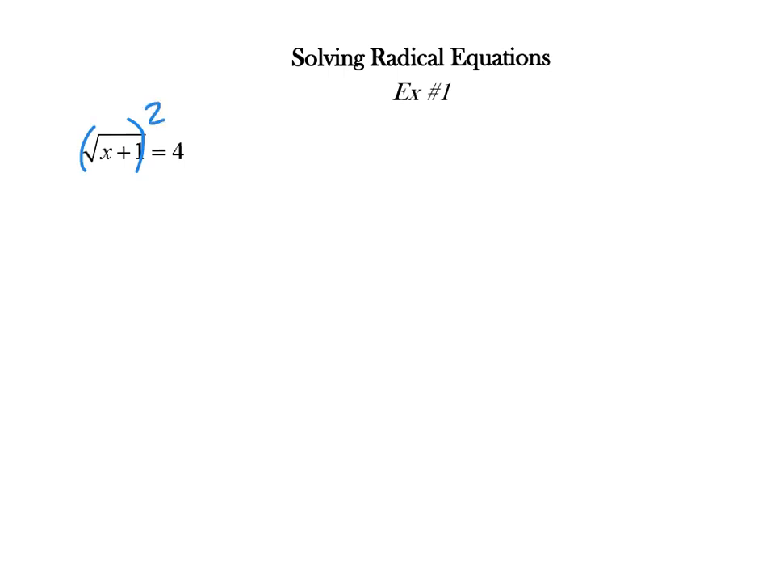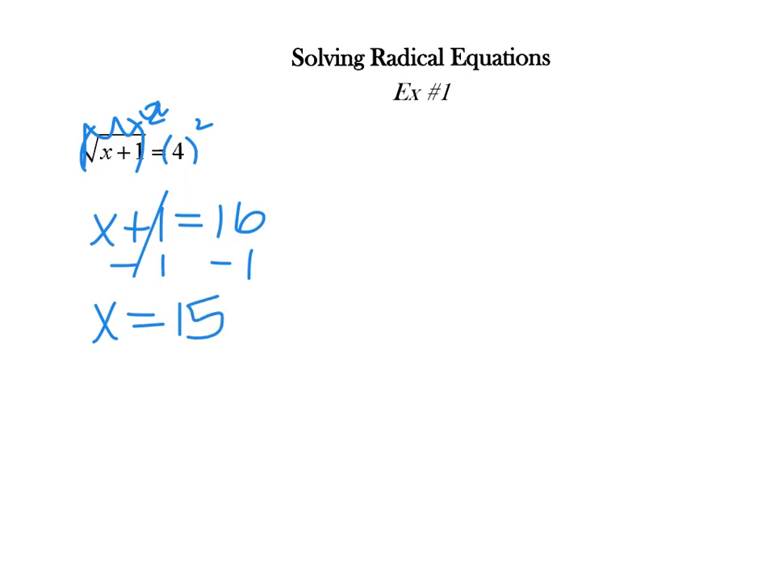Whatever we do to the left, we do also to the right. This square root and this square are inverses of one another, which means they're going to cancel each other out. The square root and the square cancel, leaving you just with x plus 1 equals 4 squared, which is 16. And now this becomes a basic algebra 1 problem. We solve for x by, again, doing the inverse. We subtract 1, and we're left with x equals 15.